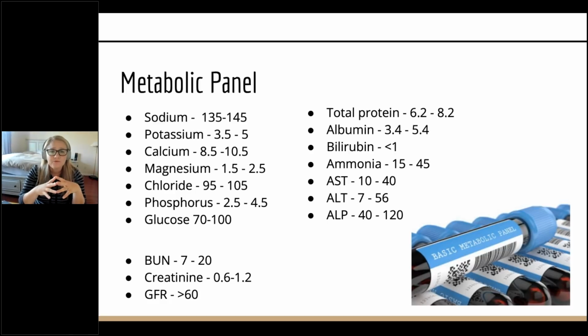Calcium between 8.5 and 10.5. Our magnesium should be somewhere in the range of 1.5 to 2.5. Our chloride between 95 and 105. And last but not least, that phosphorus level should be greater than 2.5, less than 4.5. So again, I go super in depth into electrolytes in our fluid and electrolyte lecture.